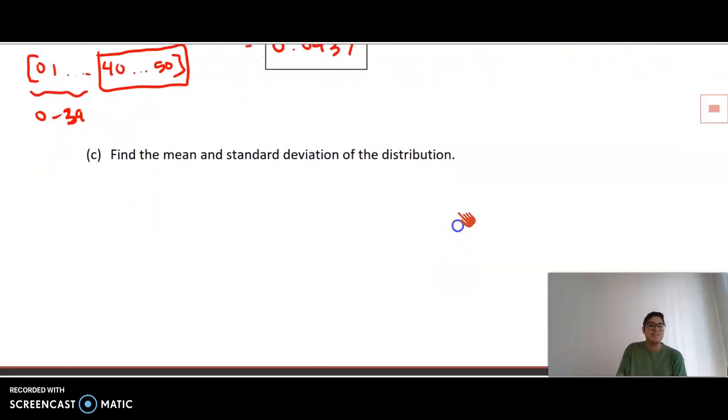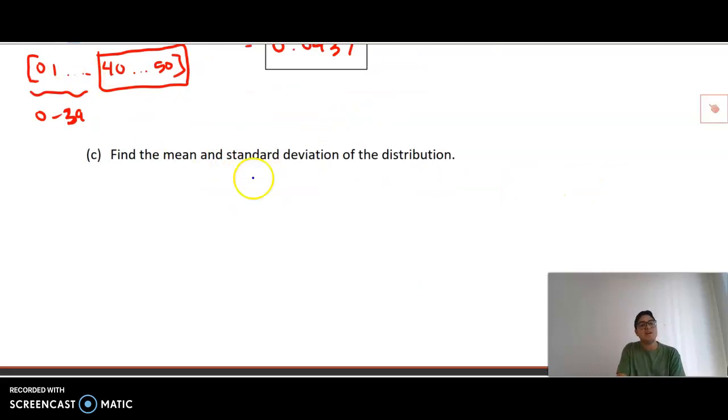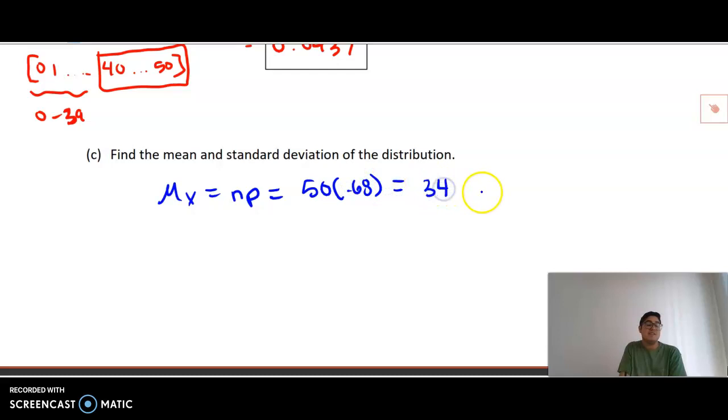Now, to find the mean and standard deviation, we said that x was binomial. So we know that to find the mean and standard deviation of a binomial random variable, we're just going to plug in. So mu x equals np. That's going to give me 50 times 0.68. And again, this is going to give me 34, and it's a number greater than 1, so it's not a probability. It's got to have a unit. Well, x represents the number of households.